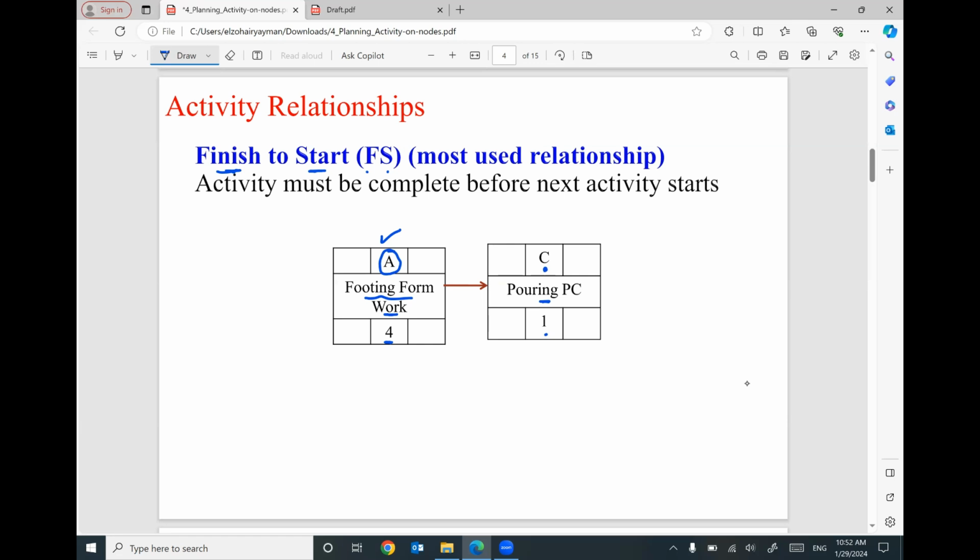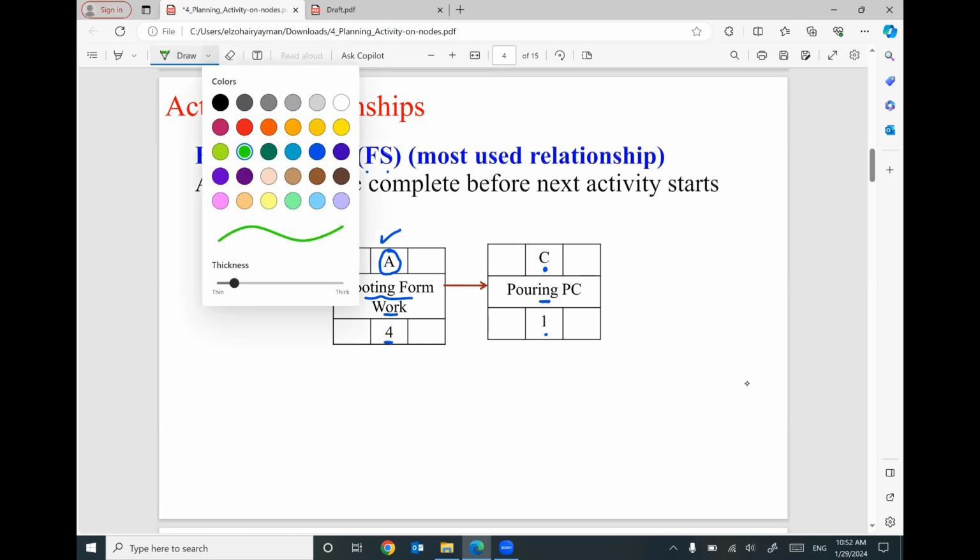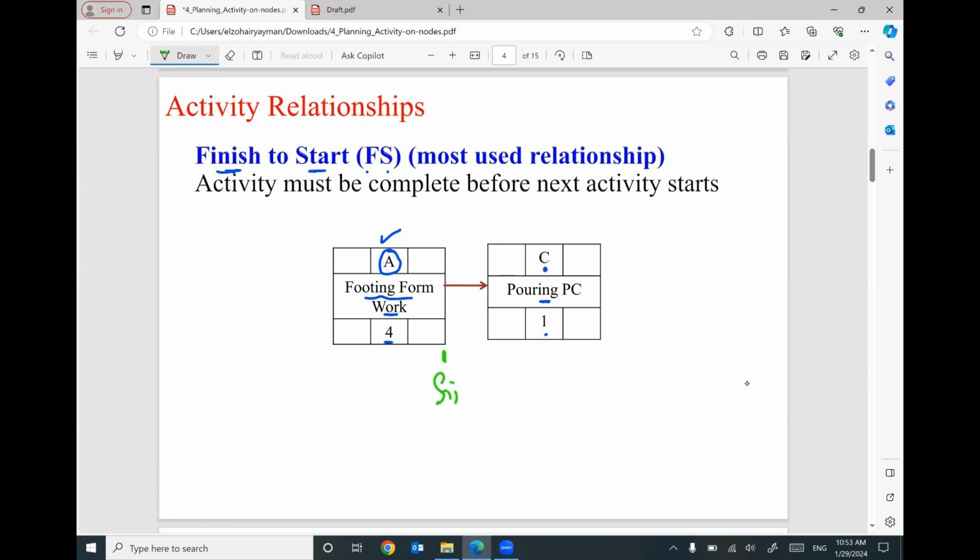The relationship between these two activities is called finish to start. What do I mean by finish to start? This is the finish of activity A, and this is the start of activity A. This is the start of activity C, and this is the finish of activity C. So the relationship is finish to start: the finish of activity A, and the start of activity C. Does that make sense? Just keep in mind, this face represents the start of activity A, this face the end of activity A, this face the start of activity C, and this face the finish of activity C. So finish to start means finish of activity A, start of activity C.